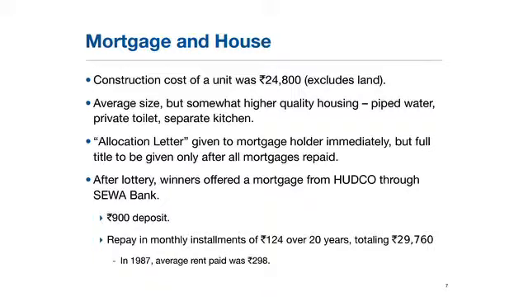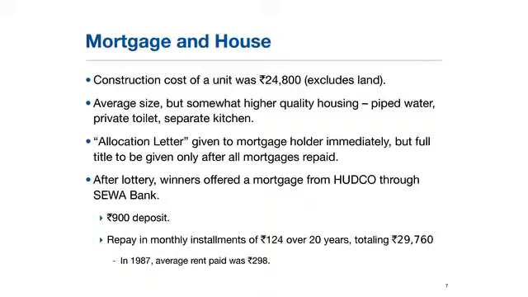SEWA arranged the mortgage along with HUDCO. The money came from HUDCO, and the loan is administered by SEWA. Basically, the households had to put down a 900 rupee deposit, and they could repay in monthly installments of 124 rupees a month over 20 years. In all, it'll sum to about 29,760 rupees that they'll pay back.